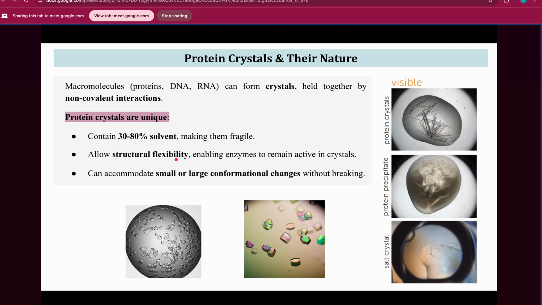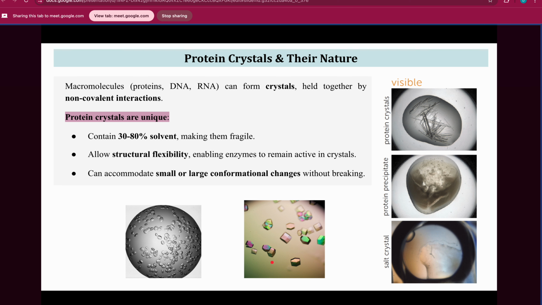The solvent also allows structural flexibility, enabling enzymes to remain active in crystals. So inside crystals, there is structural flexibility for interactions. There are certain enzymes which can interact with the substrate and generate the product. In that way, these crystals are not completely rigid, but allow a little structural flexibility and can accommodate small or large conformational changes without breaking. So these are some of the unique features of protein crystals.